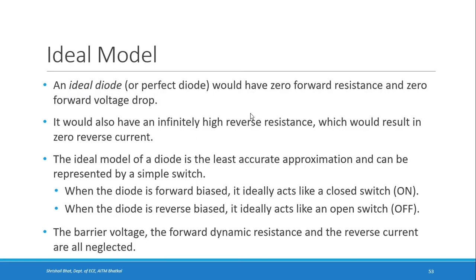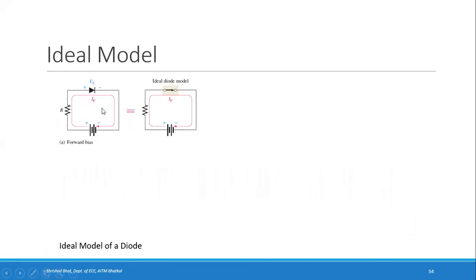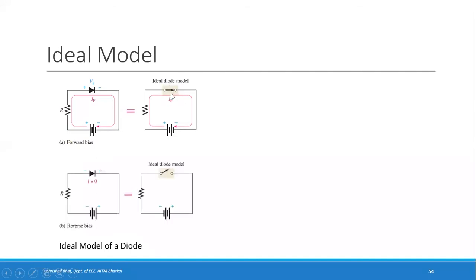So this is the ideal model of a diode. A forward biased diode can be considered as a closed switch. That means there is current conducting in the circuit with zero resistance. The diode does not offer any resistance nor any forward voltage drop. In the reverse bias, the diode can be assumed to be an open switch. If the switch is open, there is no current. The reverse current is zero, right?